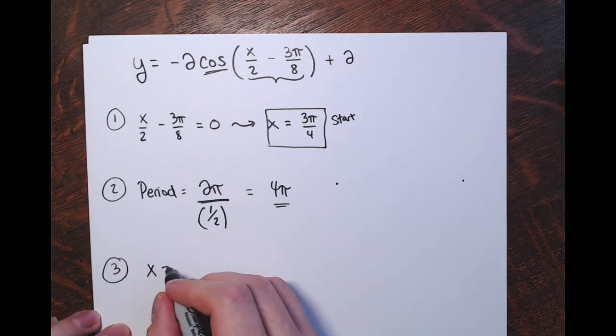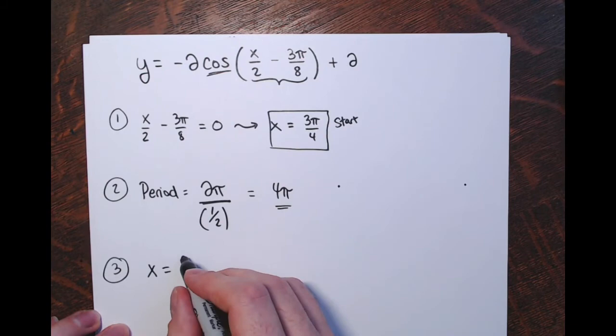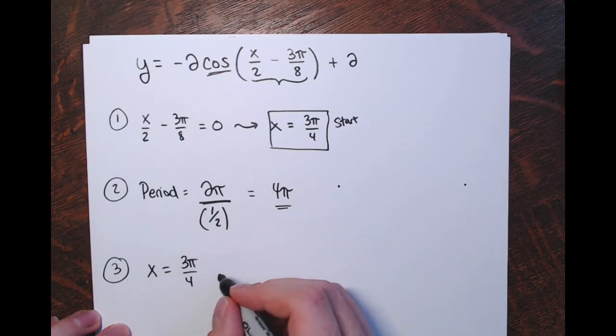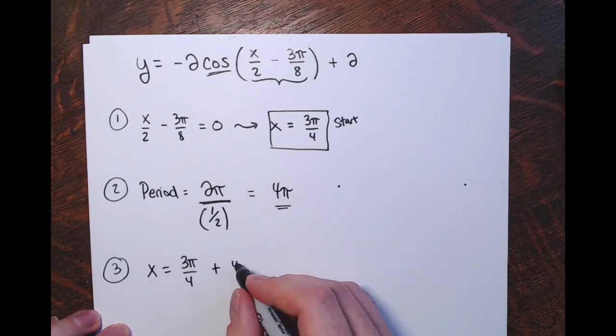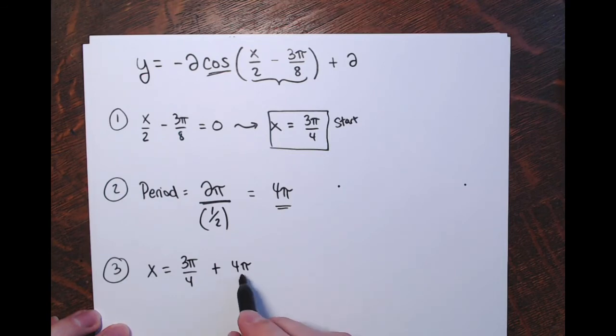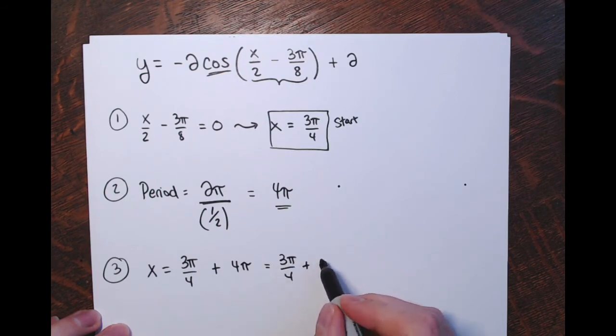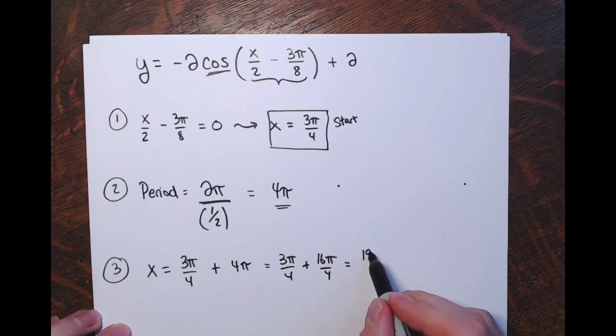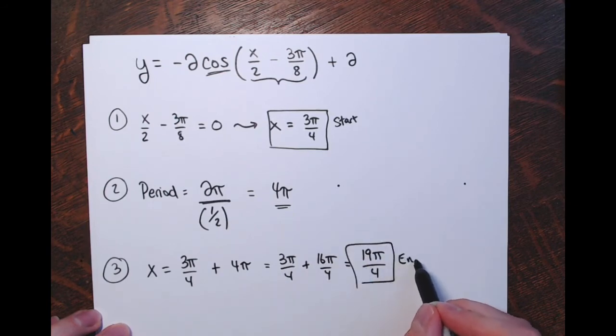Then I mark off where I'm going to end the first cycle. So I take 3 pi over 4, add to that 4 pi. Well, get a common denominator here. This would be 3 pi over 4 plus 16 pi over 4. So that's 19 pi over 4. So here's where I'm going to end my first cycle.